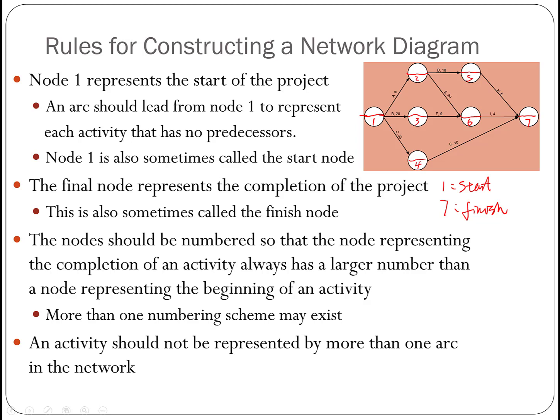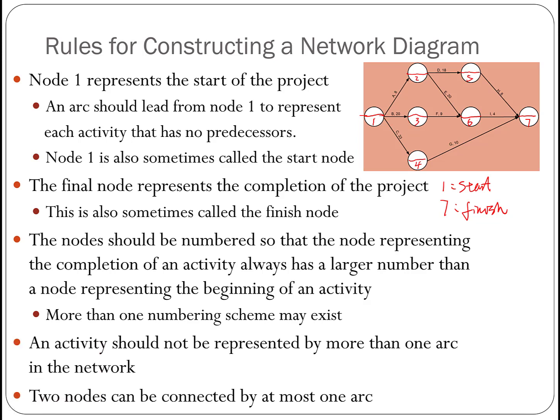An activity should not be represented by more than one arc in the network. Remember that we said we can use C here because one activity should be represented by just one arc. And also, 2 nodes can be connected by at most one arc. So these 2 nodes, we only connect by this B, because this node here represents the completion of one activity here. And if we have more than one arc, it does not make sense that we have 2 activities coming to the same node and also starting from the same node.